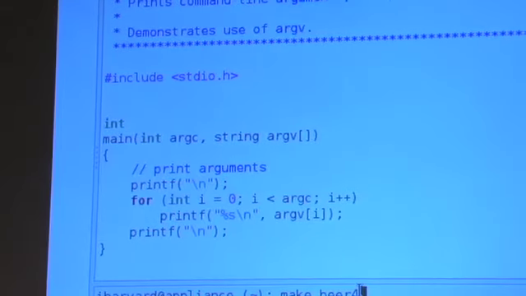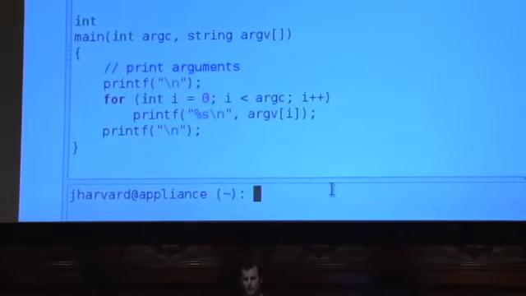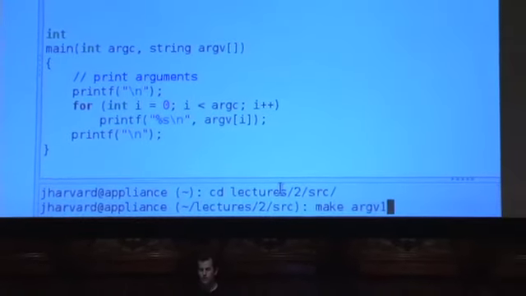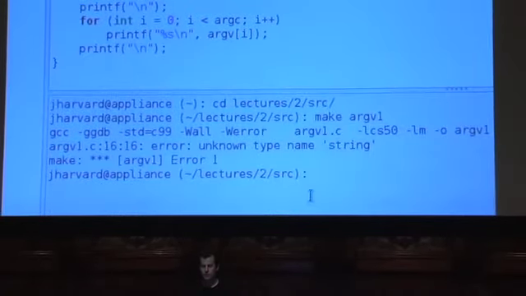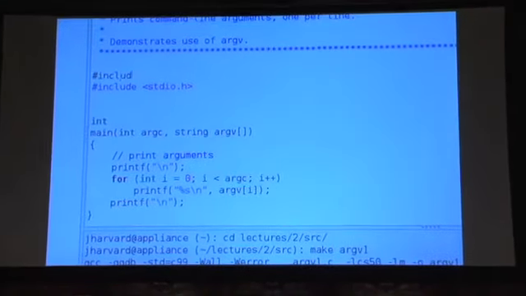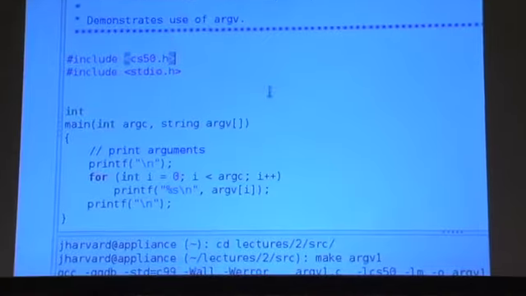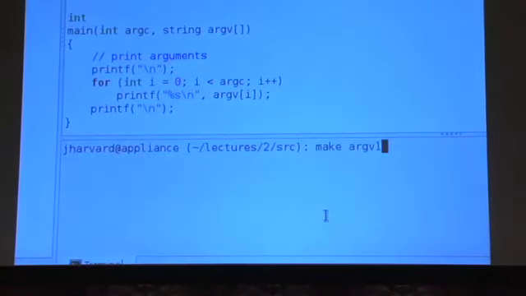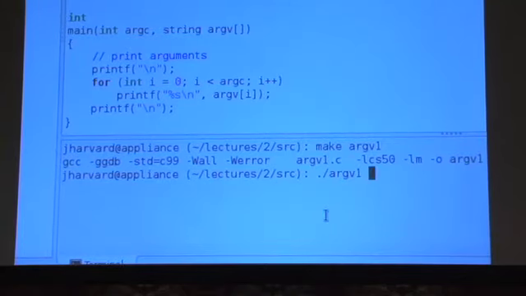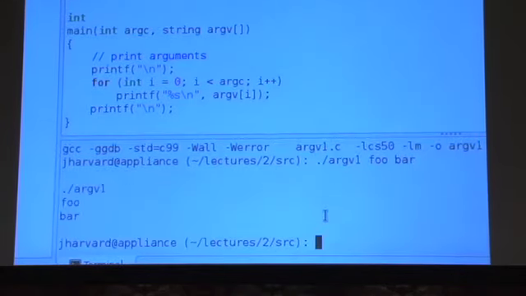I'm going to go ahead and go down here. And I'm going to compile in lectures to source. I'm going to compile argv1, enter. And now notice, unknown type string. How do I fix this? Yep, include cs50.h. So now let me go back to my prompt and rerun it. Okay, that's good. Now I'm going to run it, argv1 foo bar baz, enter.